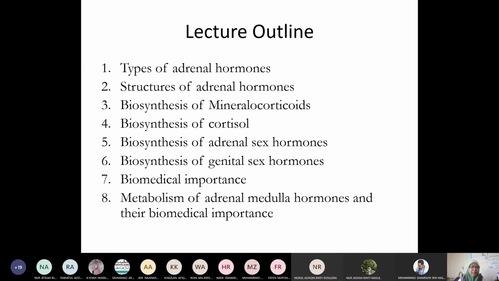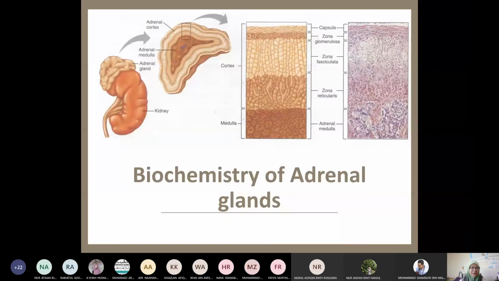Later, I will also try to include adrenal sex hormone biosynthesis and genital sex hormone biosynthesis, and then provide their biomedical importance. The lecture will end with adrenal medulla hormone biosynthesis. My part is biosynthesis.